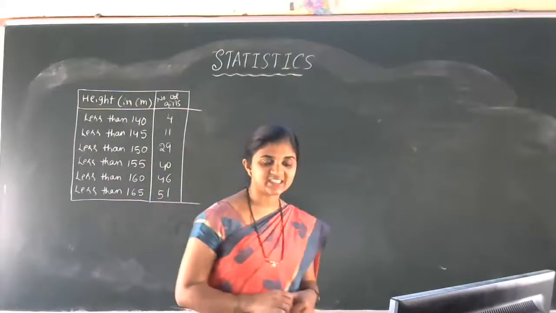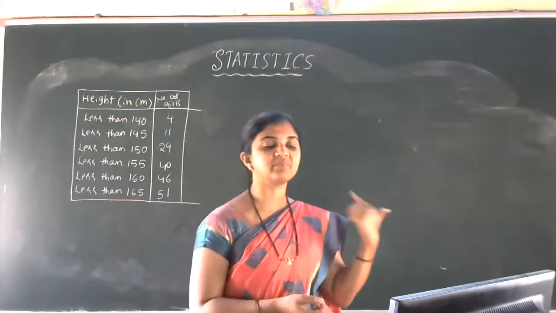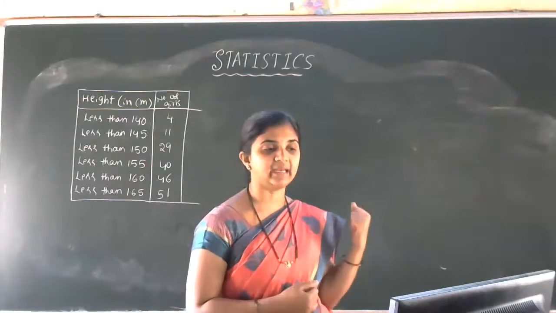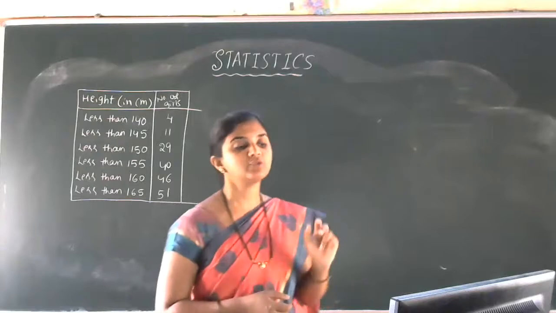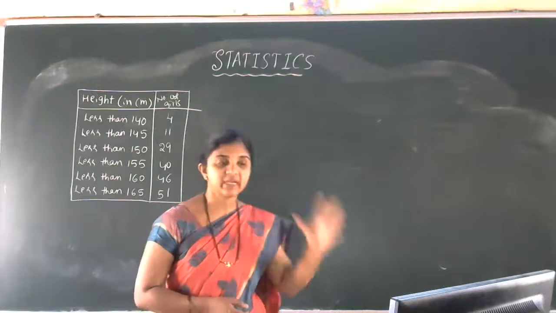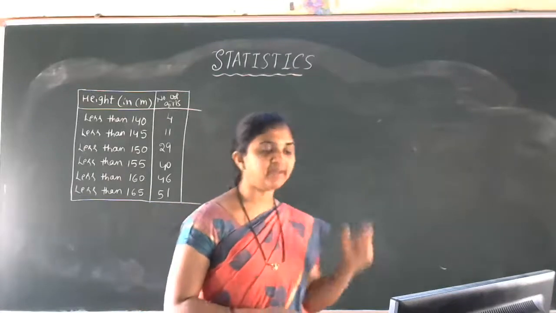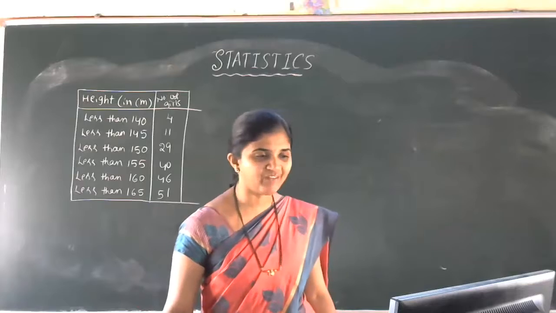In that statistics chapter, we learned the three measures of central tendency, that is mean, mode, and median. In the last class, we discussed the median concept, how to find the median of group data. We discussed one formula also to find the median. Which formula? Can anyone recall that formula once?